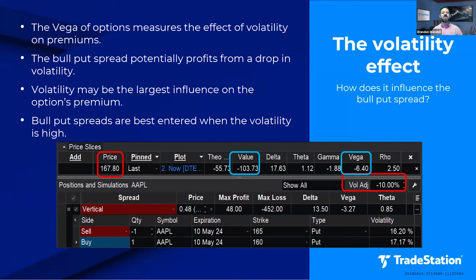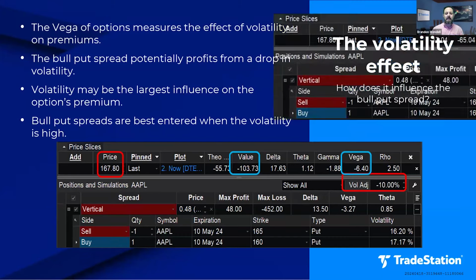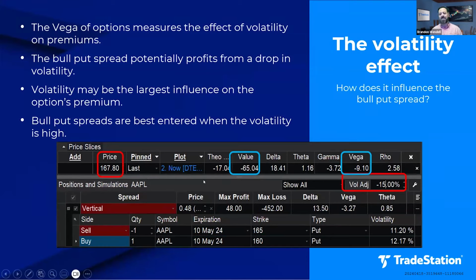So we look to see where implied volatility is. Volatility, and even price, is elastic. It usually will stretch away from the average and snap back, stretch away, snap back. So if we can find high volatility situations on securities, they may be an opportunity for a bull put spread. We'll take a look at that. I did another 5%, and you can see it dropped down to 65 bucks. It went from 150, losing about $90 of value with just a 15% volatility change, which can happen very, very quickly.